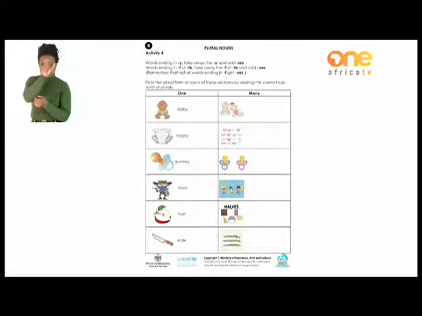Fill in the plural form of each of these pictures by adding the correct rule form of plurals. We have got a baby there, and we are being shown the pictures of 2 babies. So in other words, baby becomes babies. We are following the Y rule, where we throw away the Y and replace with IES. We have the thief there, and there are now many. How do you pluralize it? The F or FE rule, where you throw away the F or FE and replace with VES.